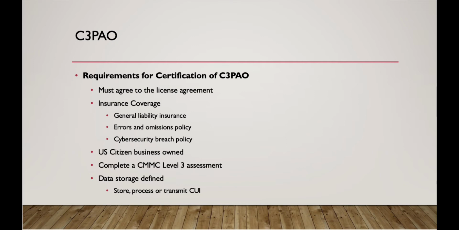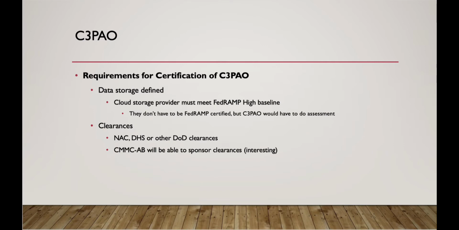Data storage is defined: you must store, process, and transmit. Anybody that has any CUI must have a way to store that data. If you're storing that data, it must meet the FedRAMP high baseline. So there are FedRAMP requirements for storing U.S. government data, and you would have to meet that if you are going to be a C3PAO. They have various clearances that are available to you, and you will probably have to meet those as well.